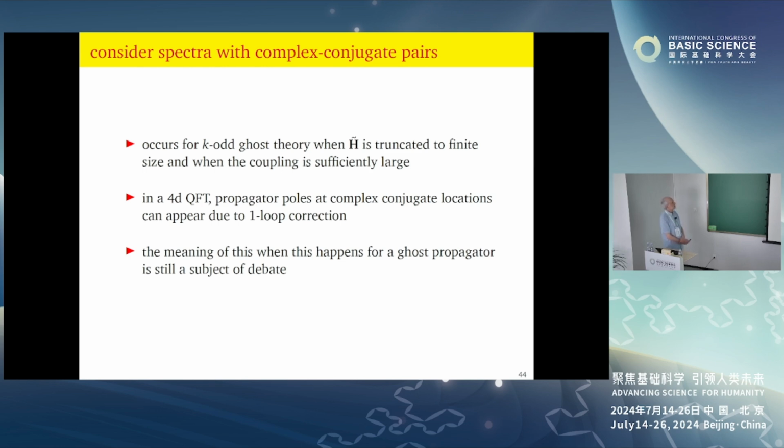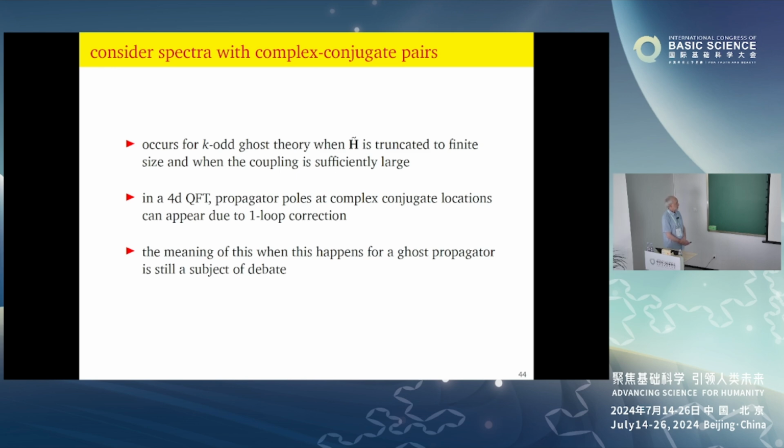So the third topic is to consider spectra with complex conjugate pairs. Now, why in the world would I want to do this? I did mention in passing that in the chaotic ghost theory, when H twiddle was truncated, there were such pairs of eigenvalues.